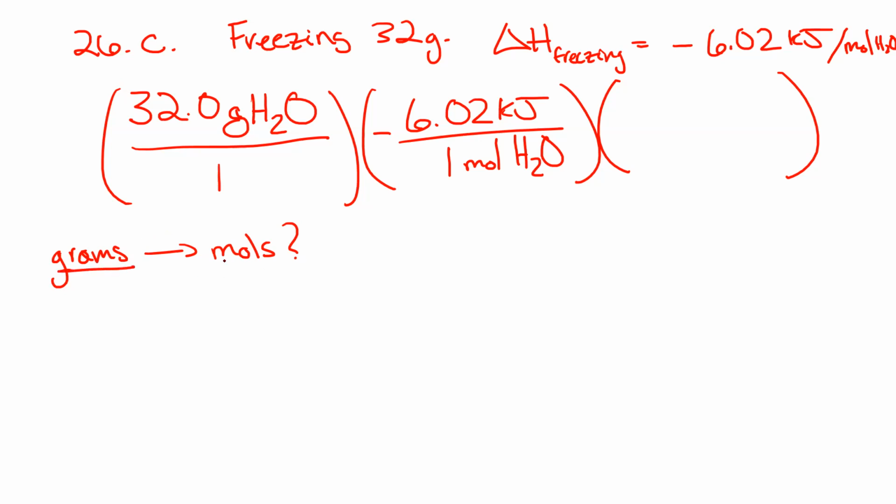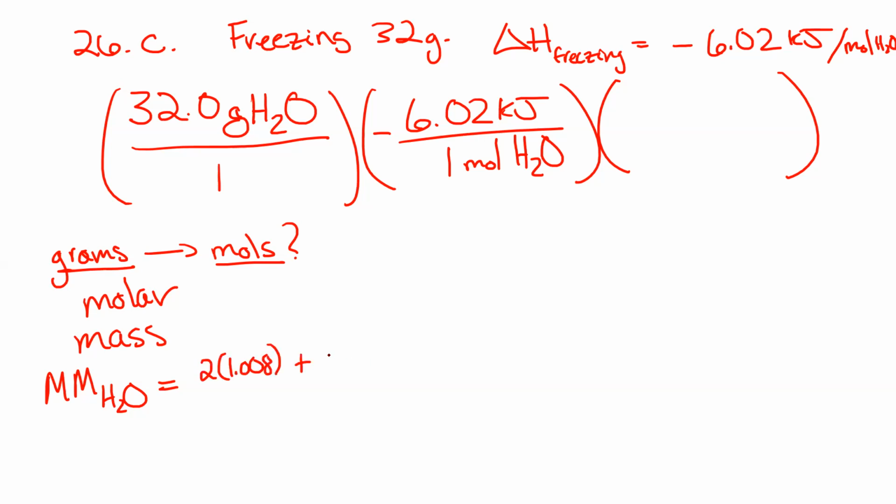I want to go from grams to moles. I need the molar mass. To do this, we need the molar mass. Okay? How do we get that? Periodic table. The molar mass of H2O is going to be 2 times 1.008 plus 1 times 16. That is going to end up at basically 18.016 grams of H2O per mole of H2O. Is everyone comfortable with where I got that from? Everyone okay with that?